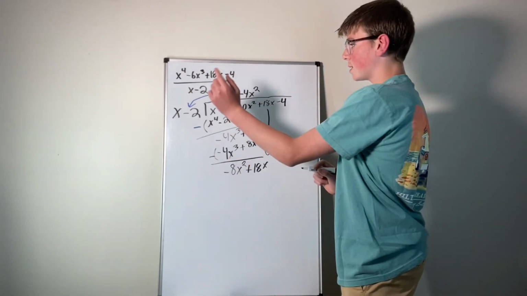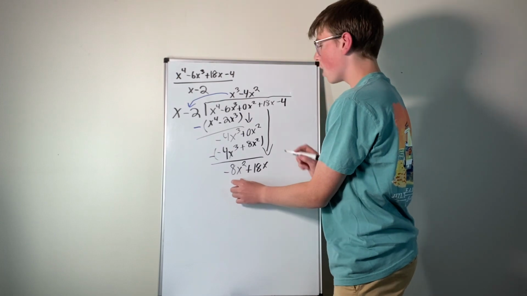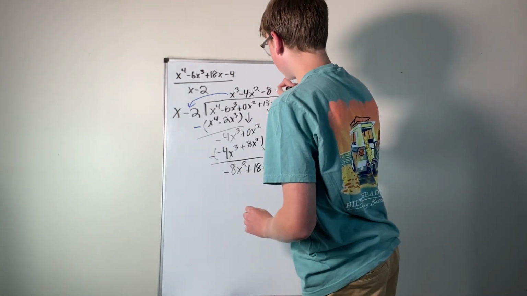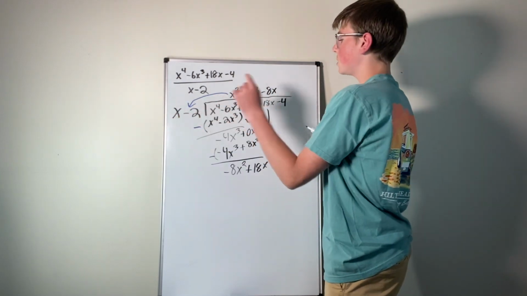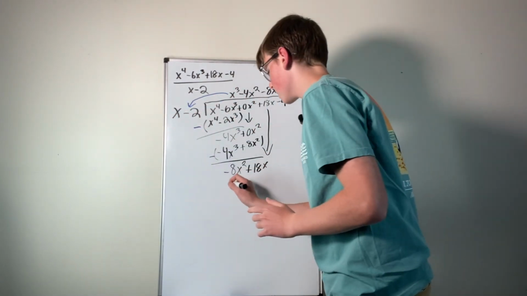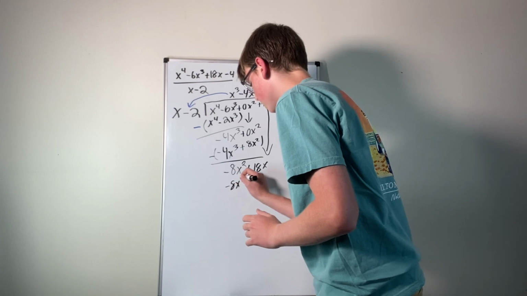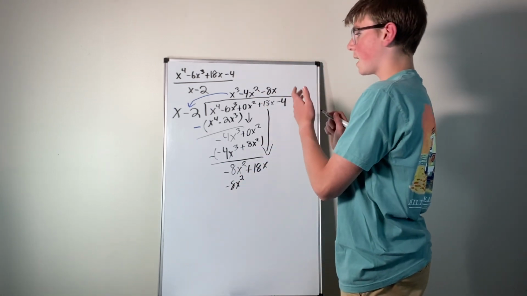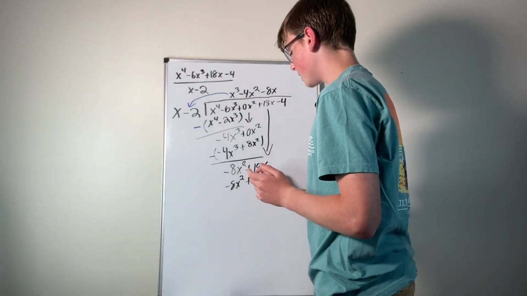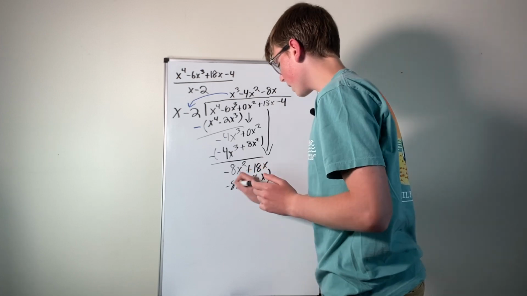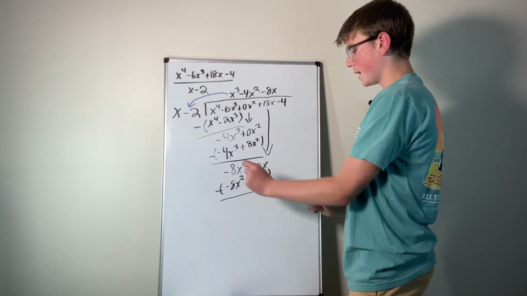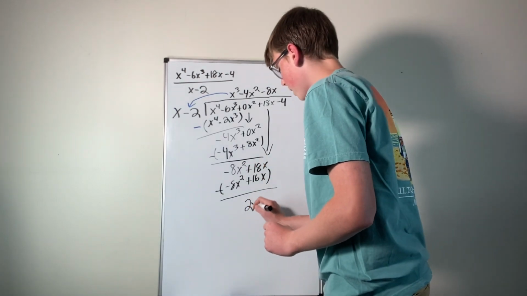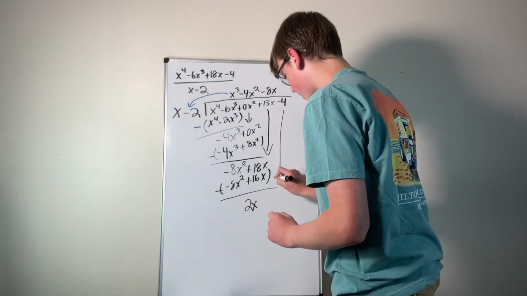Now we do the same thing. How many times does x go into negative 8x squared? Well, it goes in negative 8x times. So we do negative 8x times x minus 2. Negative 8x times x is negative 8x squared. Negative 8x times negative 2 is positive 16x. And then again, we subtract. This gives us 0. 18x minus 16x is 2x. Then we bring the next term down.